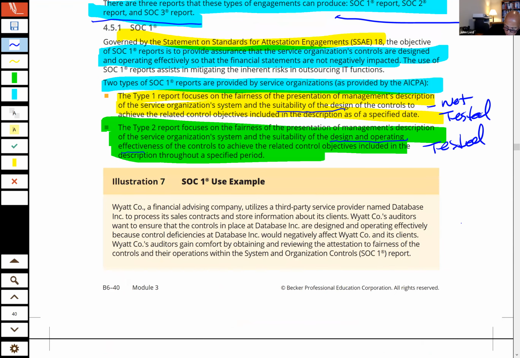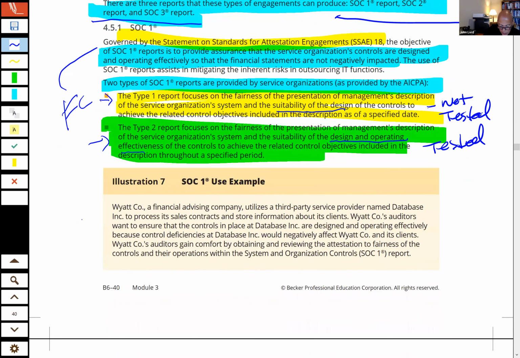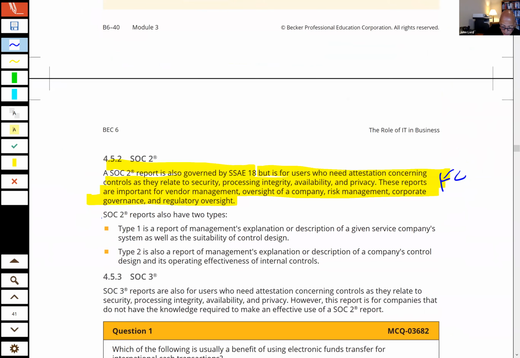Did I tell you to flashcard these two? Yeah, flashcard SOC1, type 1 and type 2. What SOC1 reports do, and then there are the two types, type 1 and type 2. And then go ahead and flashcard what the SOC2 reports do, and there's type 1 and type 2, and it's the same kind of thing.